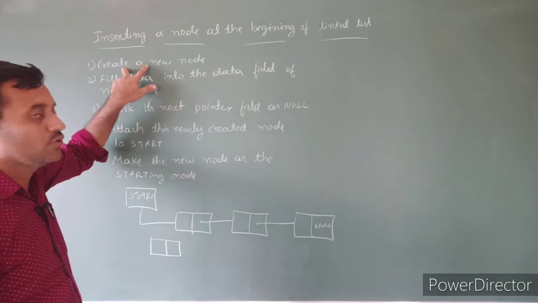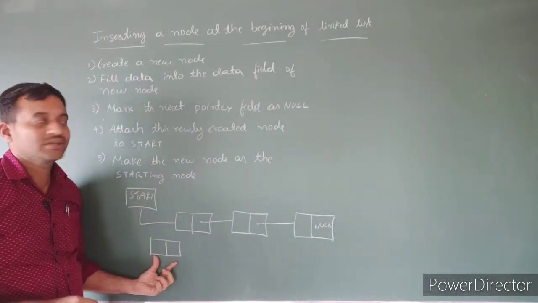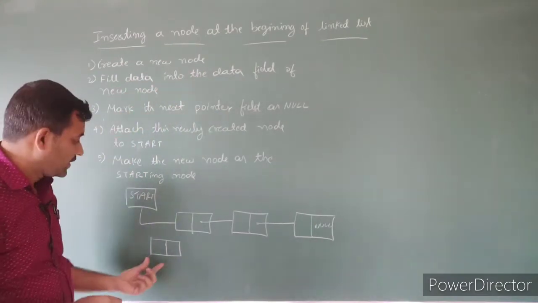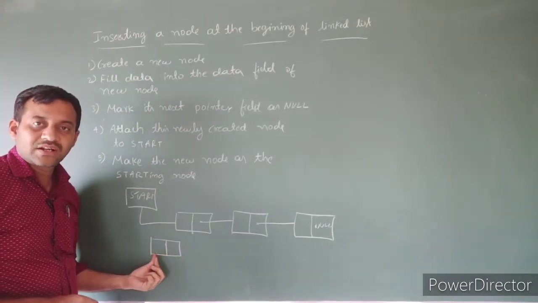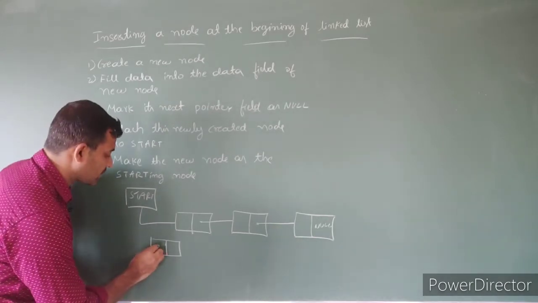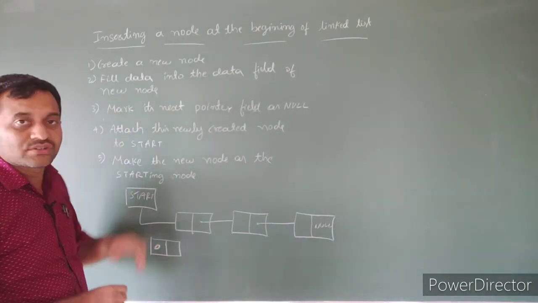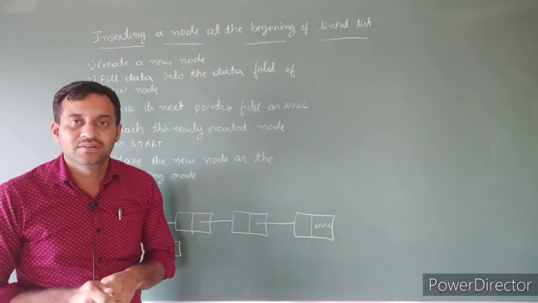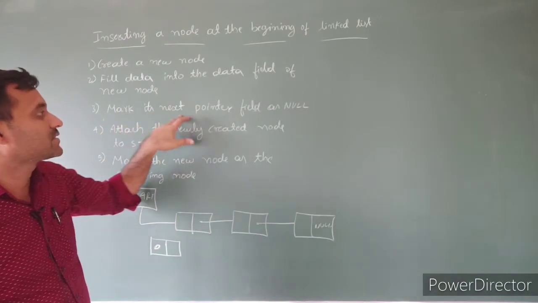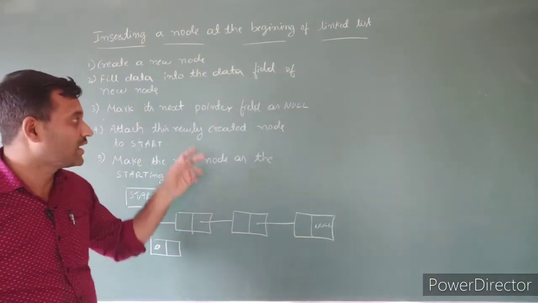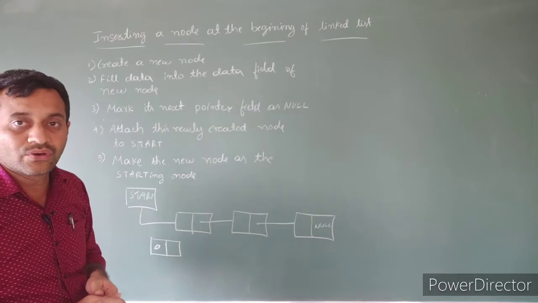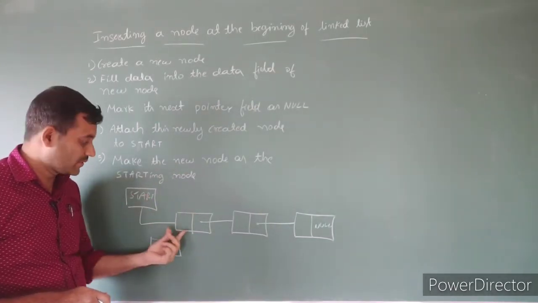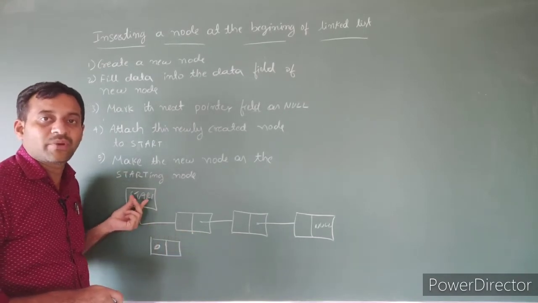See here, create a new node. Here we create a new node. Fill data into the data field of the new node. A node has two parts, one is the data part, another one is the link part. Here we store the data, then mark its next pointer field as null, or we store the address of the first node, because the first node address is assigned to the pointer P.